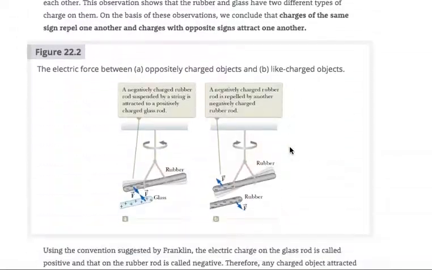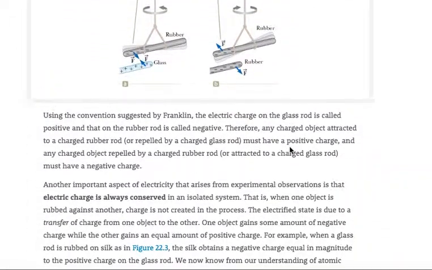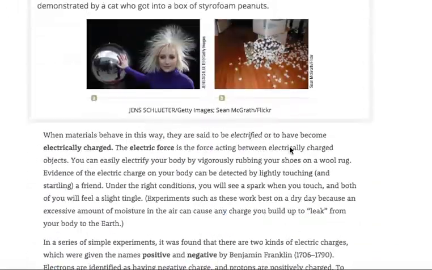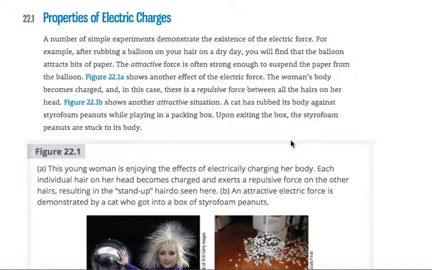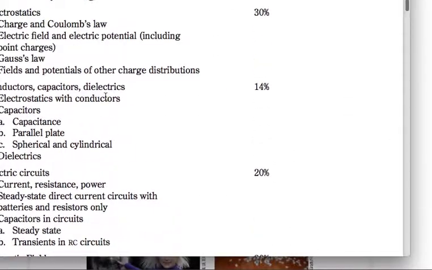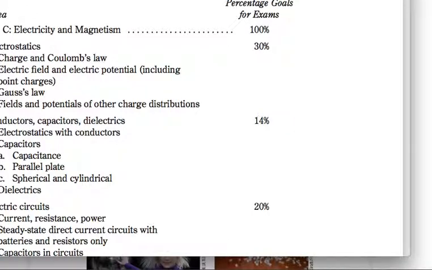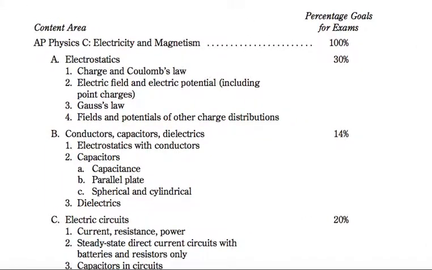So this is the first of a few videos to review our Cal-based physics material. First I'm just going to go through electrostatics. The first thing you need to know is charge and Coulomb's law.